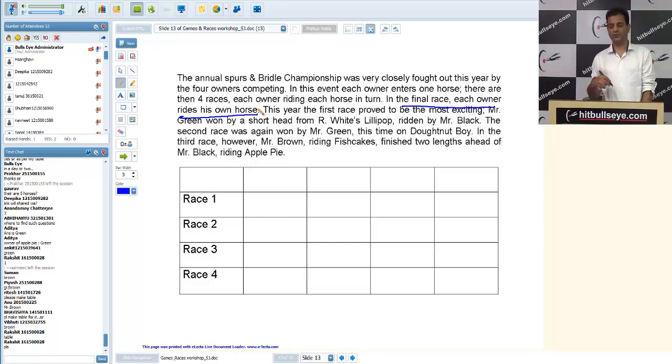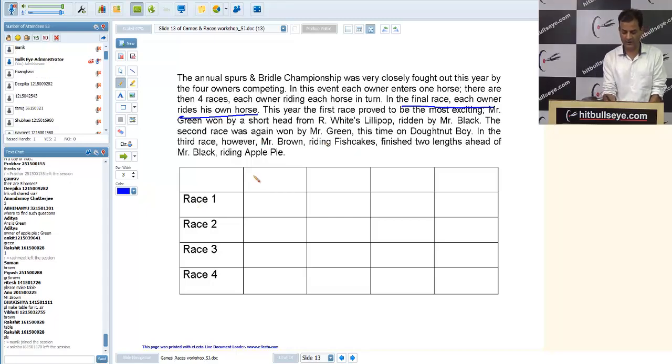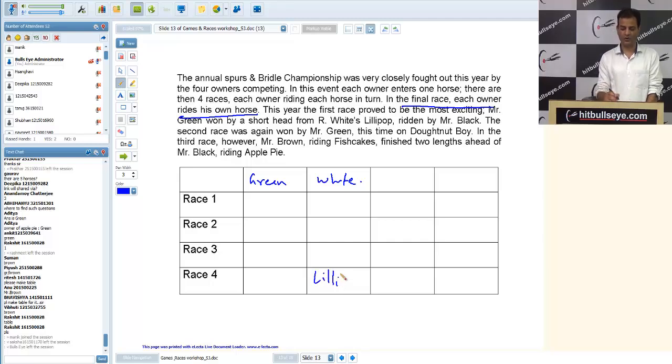This year, the first race proved to be the most exciting. Race 1. Mr. Green won by a short head from R. White. The name of one person is Green. Won by a short head from R. White. The other person is R. White. Lily Pop. That means the horse of R. White is Lily Pop. So I'll write Lily Pop here at race 4. Because Mr. Green won by a short head from R. White. Lily Pop ridden by Mr. Black. There is a third person known as Black. I've written here, and he is riding Lily Pop.